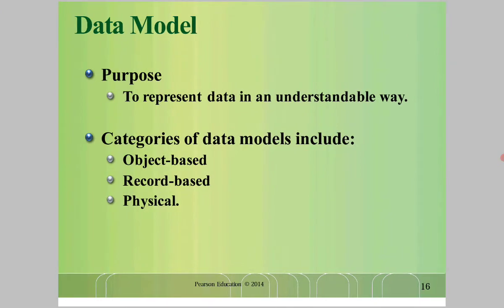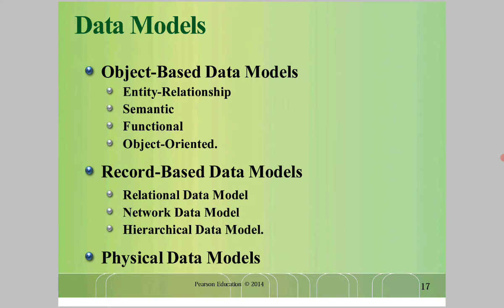Next, categories of data models. There are different categories of data models, and each category or model is used for a different purpose. Some are used for object based applications, some for record based, some for physical data models. Object based data models are the entity relationship model, semantic and functional, and object oriented. Record based data models are the relational, network, and hierarchical data models.